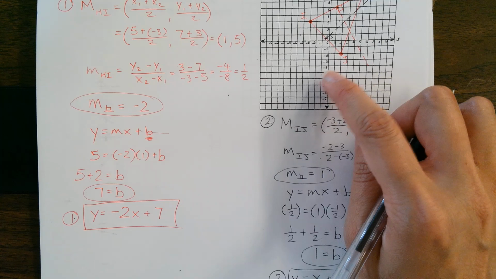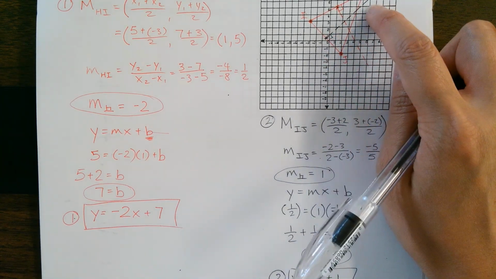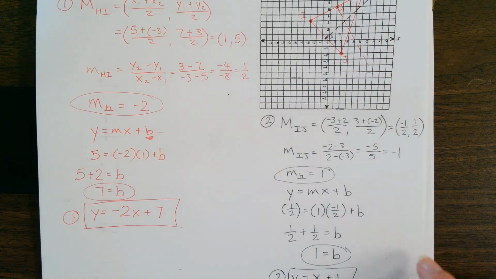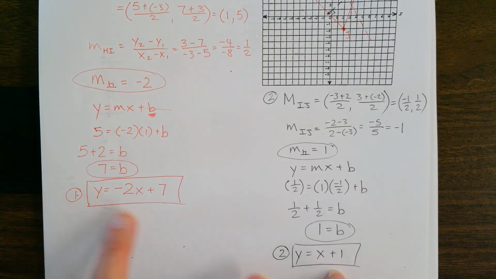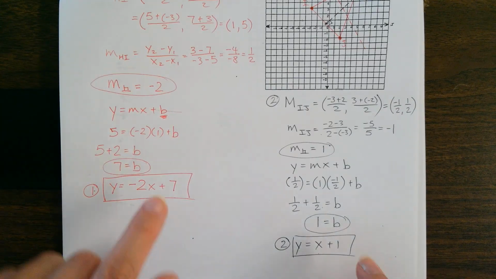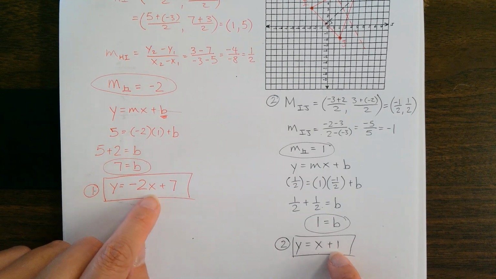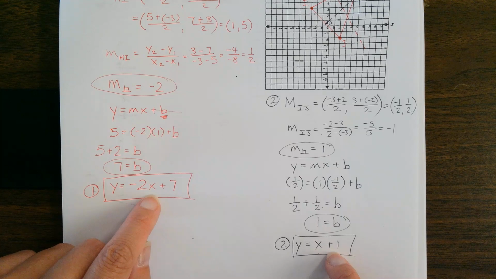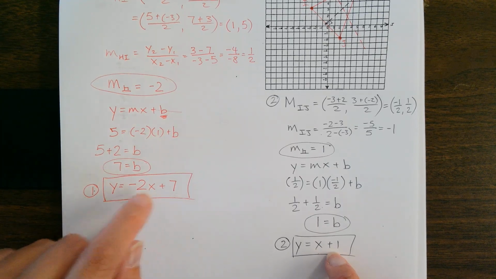There's my second right bisector. Okay. Now I think a lot of you got to this point where you got the first equation and second equation, and then you got stuck. So now what? Okay.